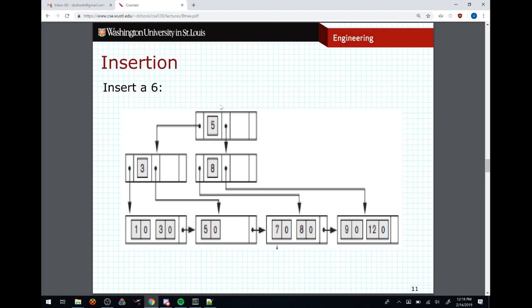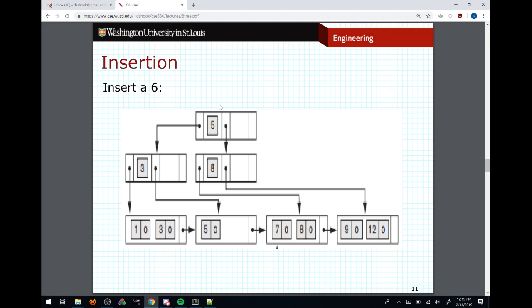6 is greater than 5, so I should be going right at the root. I got to do the search, right? Got to follow the algorithm. The same process every single time. So I'm following this algorithm. I'm going right first. 6 is greater than 5. 6 is less than 8, so that's going to lead me here. It's full. I have to do some more work.